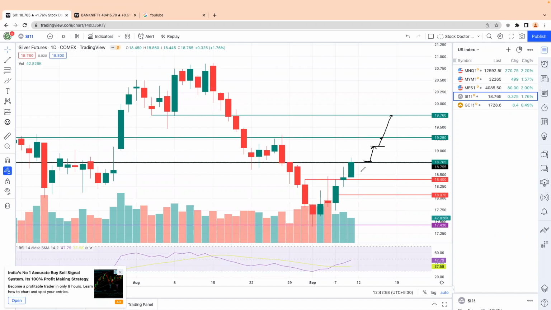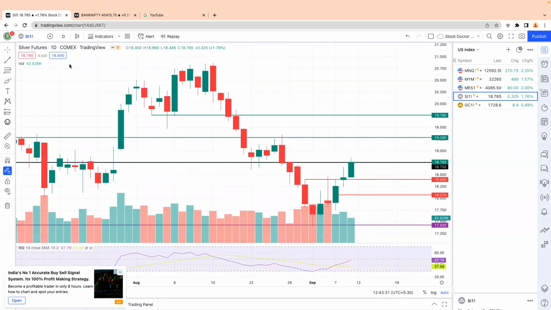And now for the downside, if we are not sustaining above 18.75, then we are going to watch 18.40, $18, and the ultimate level is 17.40. So my friends, this is very important. Once silver starts trading and sustaining below 17.40, there will be a massive sell off in silver. So we have strong support at 17.40.